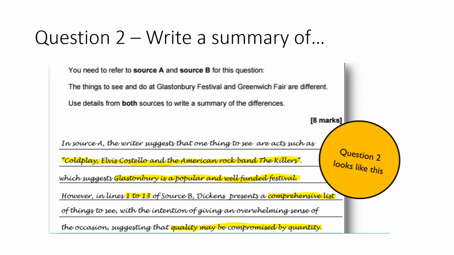Okay, so hopefully you can see there that, again, they've talked about a comprehensive list, and you could argue that a list is a literary device, but they're not really going in to say how they've used that. They're just talking about the differences between Glastonbury and Greenwich.